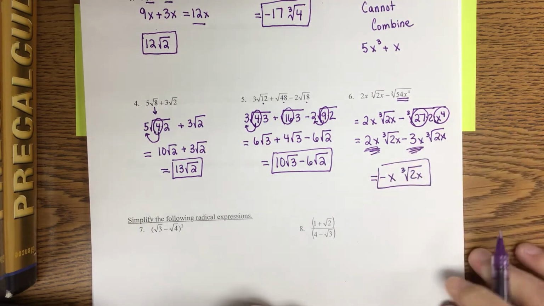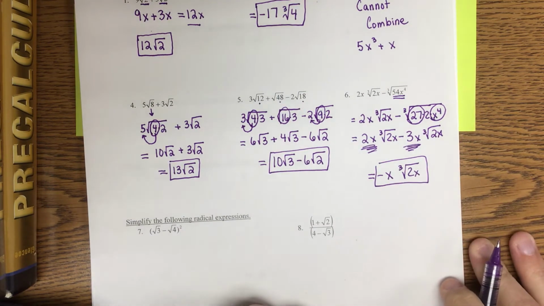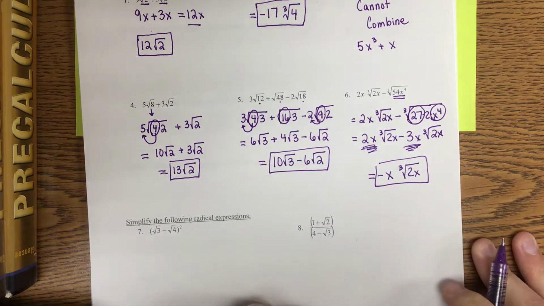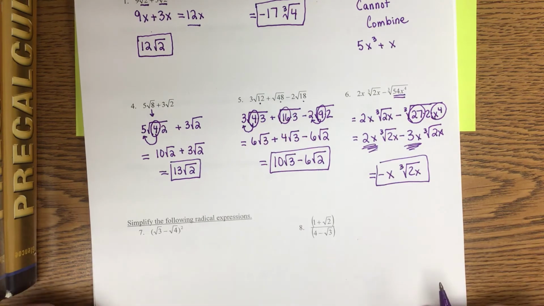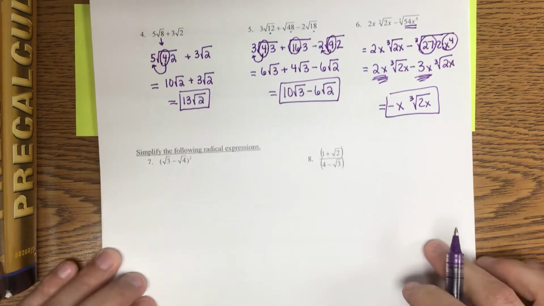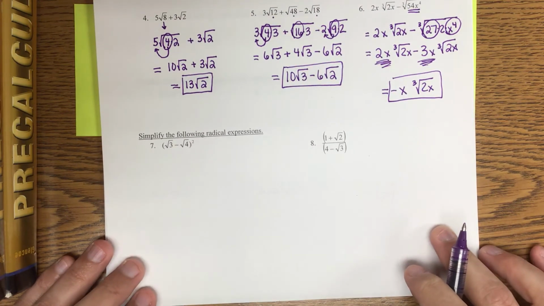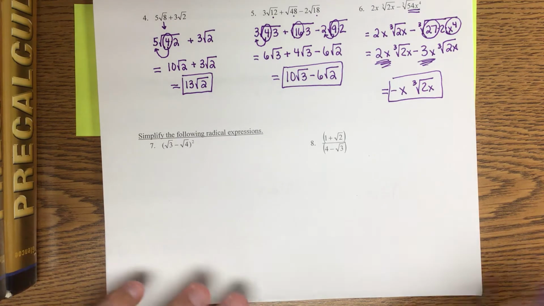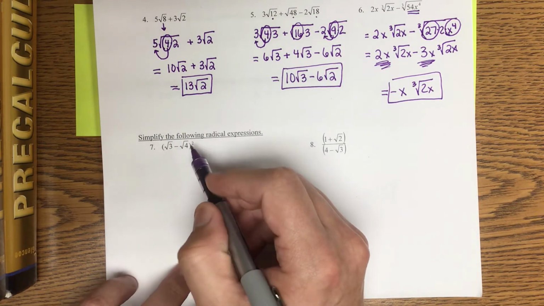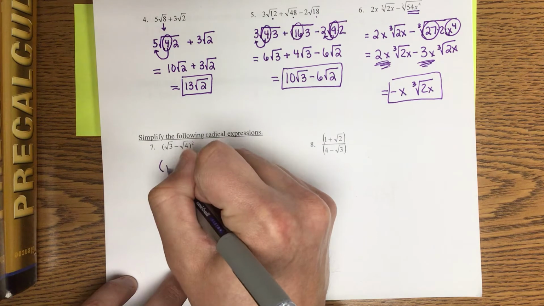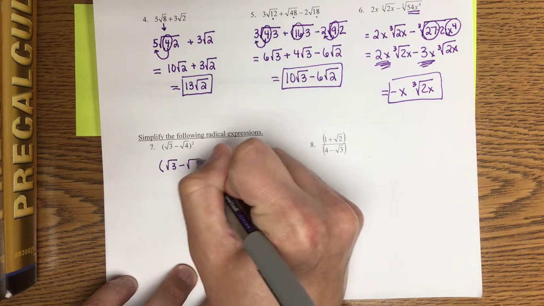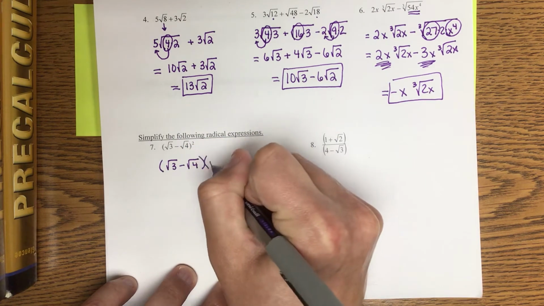So adding and subtracting, I think, is a little bit easier than multiplying and dividing. And the reason why I say that is because dividing has a lot of steps to it. So let's look at two more problems when it comes to multiplication and division. Number 7, you'll notice they're asking us to square this binomial. We know that to square a binomial, it looks like this.